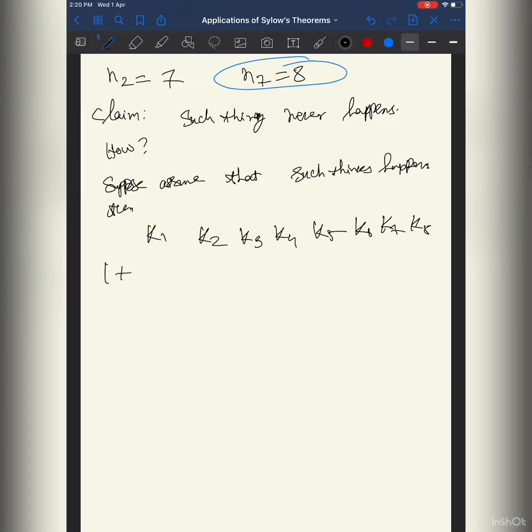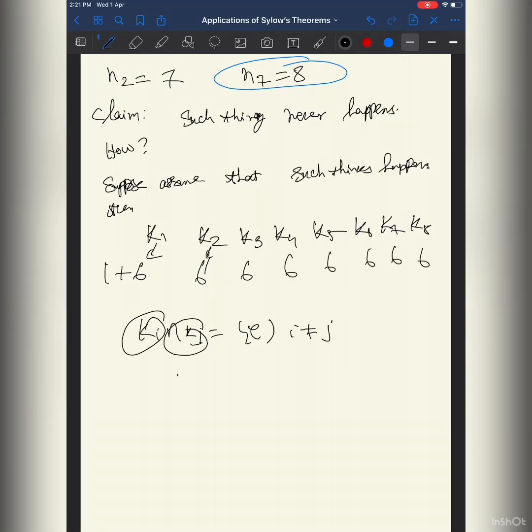I will count the identity plus the remaining elements. How many? I have 6 elements in each, because the order is 7. Another 6 elements come from each of the others, because ki intersection kj is trivial when i is not equal to j, since both are prime order subgroups. If there were a non-trivial intersection, then they must coincide. So this will give 6, and I already counted the identity. Totally I have 1 plus 8 times 6, which is 49.